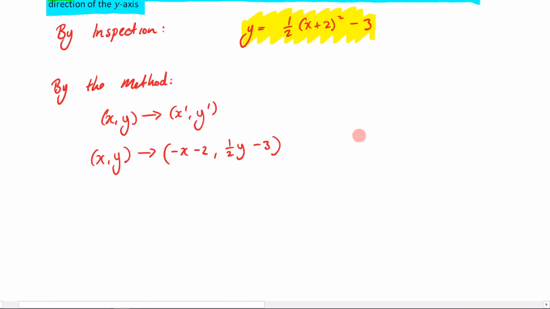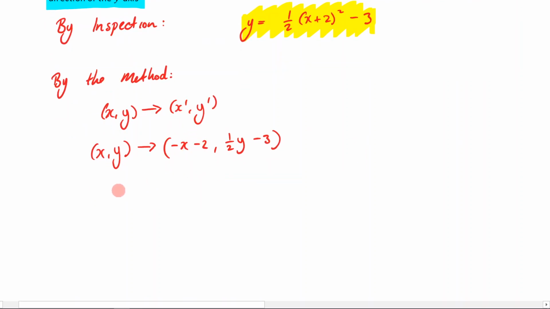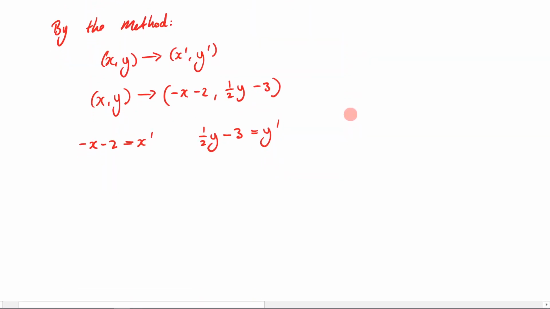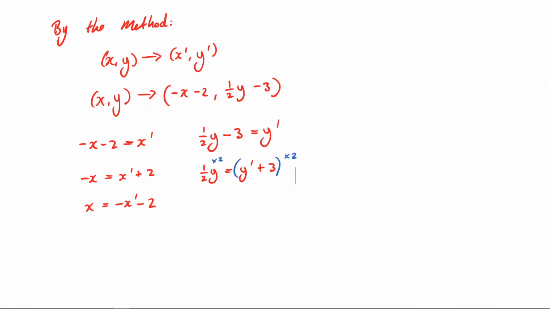The next thing that I do is I create my 2 equations. So I know that this is going to be equal to x dash. So negative x minus 2 is equal to x dash. And half y minus 3 is equal to y dash. Now I'm just going to solve each of them for x and y. So this is going to be negative x is equal to x dash plus 2. X is equal to negative x dash minus 2. And then over here, what I'm going to end up with is half y equals y dash plus 3. Now here's the important part here. For this next step, I'm going to multiply this side by 2, and I'm going to multiply this side by 2 as well. But as you can see, I'm multiplying the entire side by 2.